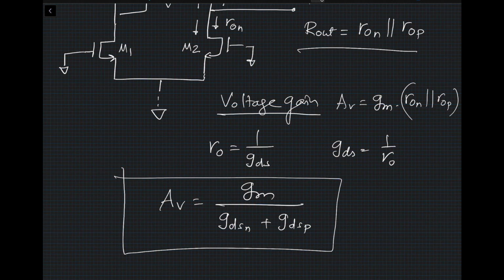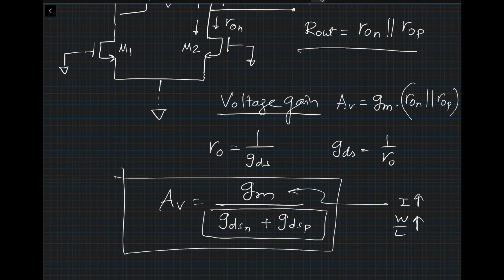Because what is the goal? Our goal is to increase the gain of the op amp. So the first, obvious thing in your face is I can increase the GM. So how do you increase the GM? I can increase the current, I can increase W by L, and that way I can get some increase in the gain. The other part is I have to reduce this conductance, or I have to increase the output resistance.